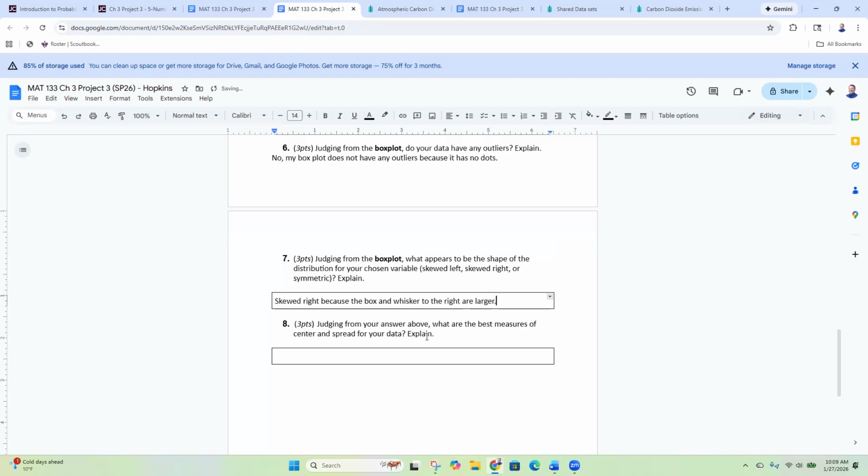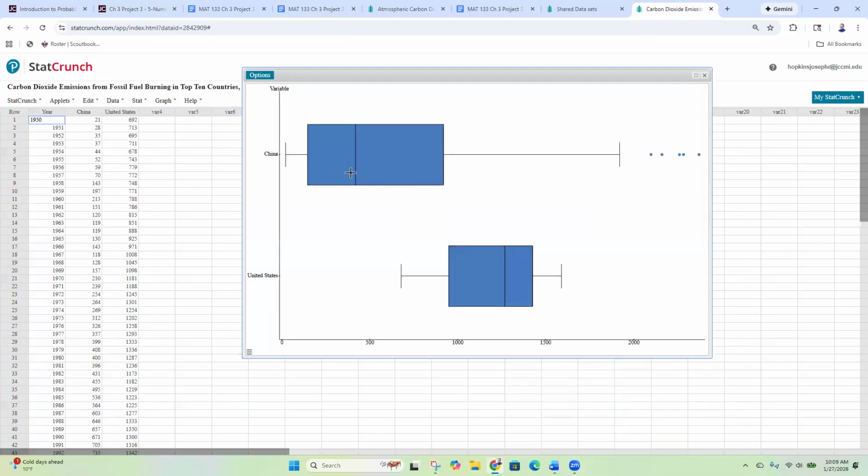Another thing you could say is that it is skewed right because you have outliers to the right. So here, China is clearly skewed right because not only is the box bigger on the right and the whisker bigger on the right, but also it has outliers over here on the right. So I could say that China is skewed right because it has outliers off to the right. Okay. Looks like United States is skewed left, because the box and whiskers are bigger on the left.